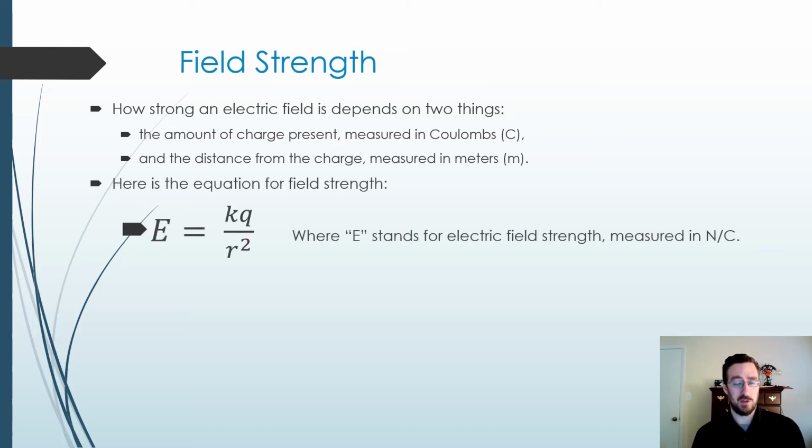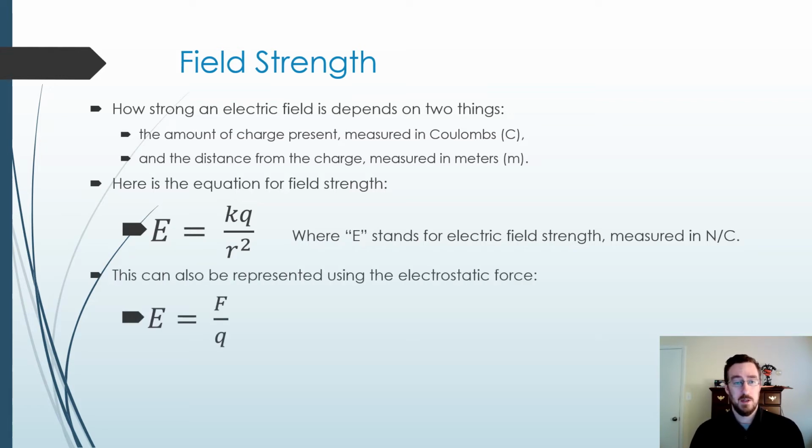So the equation for electric field strength is E equals kq over r squared. E stands for electric field strength, measured in newtons per coulomb. And the k could also be written, like on the AP equation sheet, as 1 over 4 pi epsilon naught, just like Coulomb's law was.